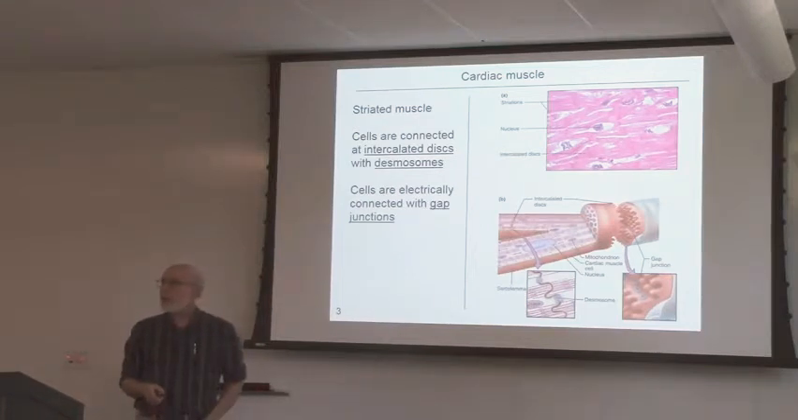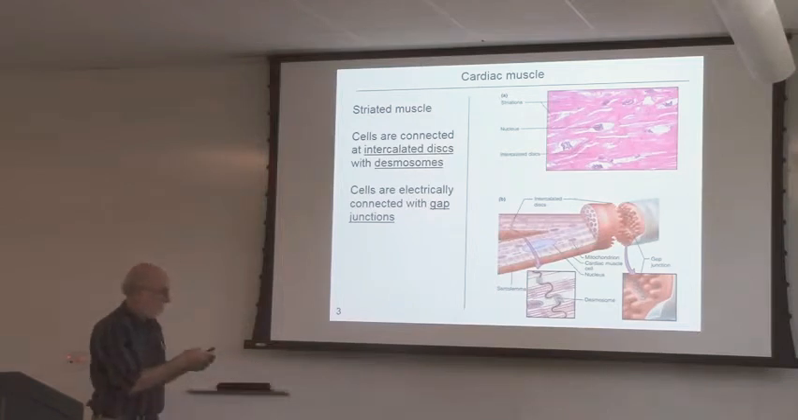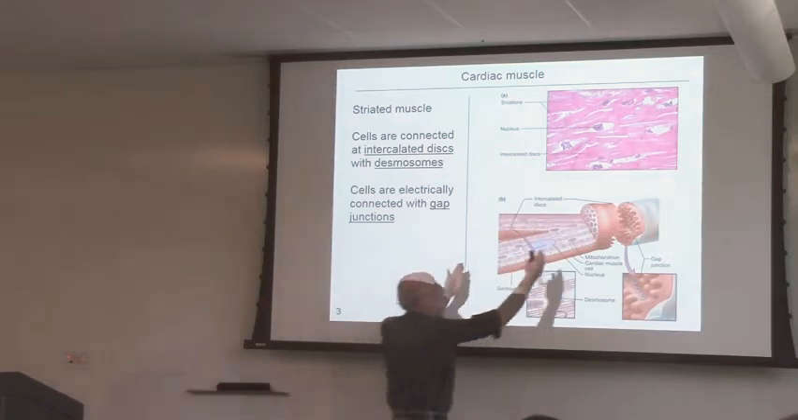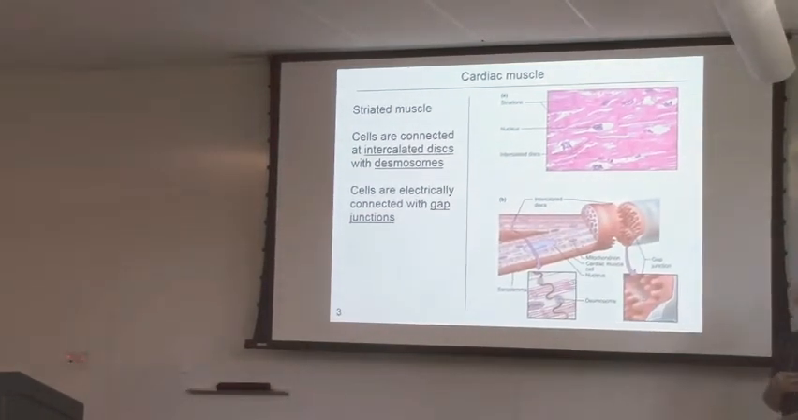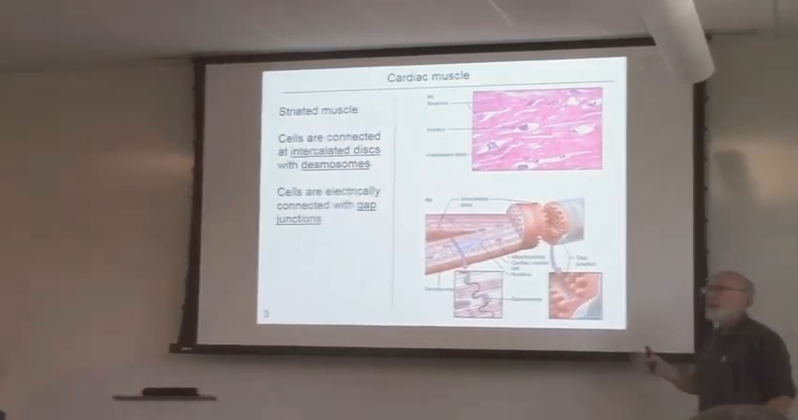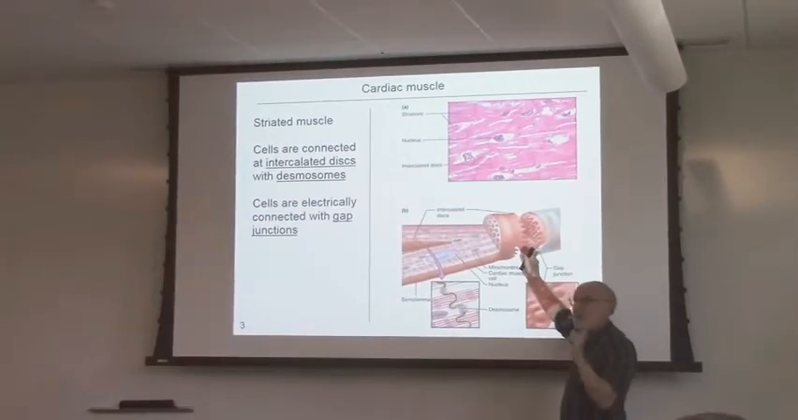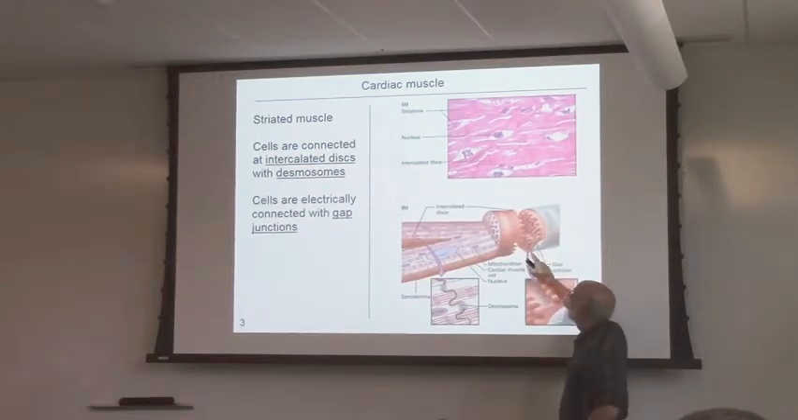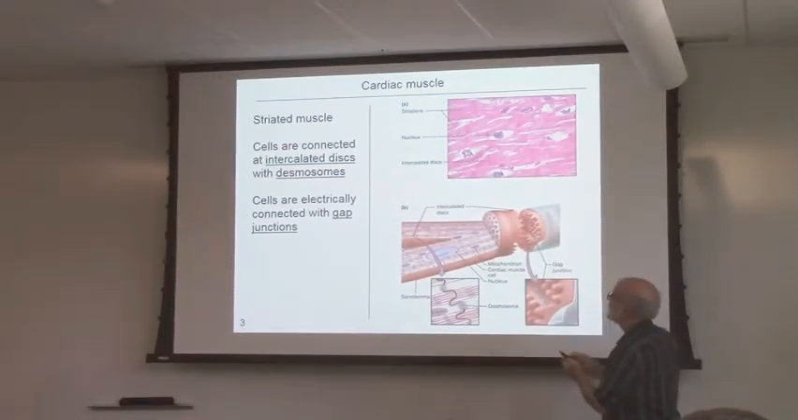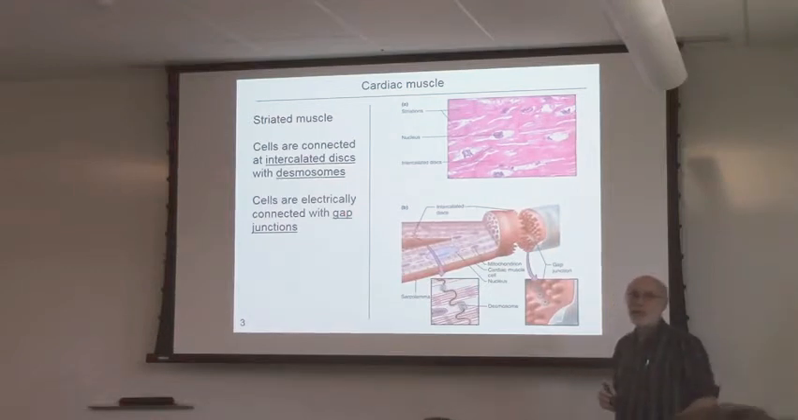They have a special structure that connects one cell to the next cell. So each cardiac muscle cell is a cell, but it is physically and electrically, there's the key thing, electrically connected to its neighbors. The physical connection is called the intercalated disc, and the electrical connections are called gap junctions.